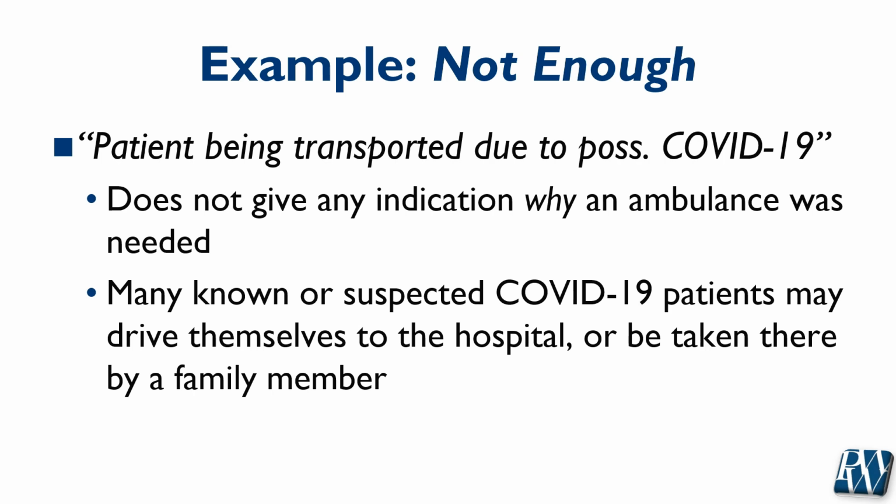So let's look at an example. This might be something that's not quite enough to show that medical necessity is met. A narrative that says simply, "Patient being transported due to possible COVID-19." Well, that tells us a little bit about the patient, but it really doesn't tell us anything about why the patient has to go by ambulance. We know for a fact that some patients that are known or even suspected COVID-19 may drive themselves to the hospital or be taken there by a family member. So how can we be more specific to really show why an ambulance was medically necessary?